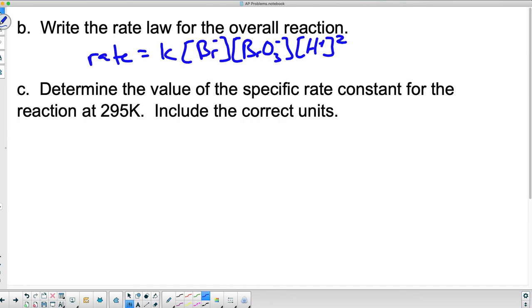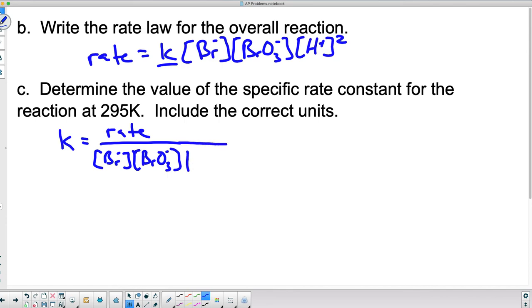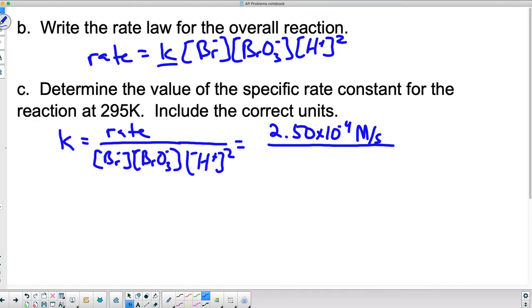Excuse me. So for this, just use experiment 1. Rate equals all of this. I'm solving for K. So K equals rate divided by Br minus to the first, BrO3 minus to the first, H plus to the second. And now I just plug in the numbers for the first rate, for the first experiment. And it looks something like this. This is molarity per second, I believe. Yep. Divided by, and now the rest of these are molarities.